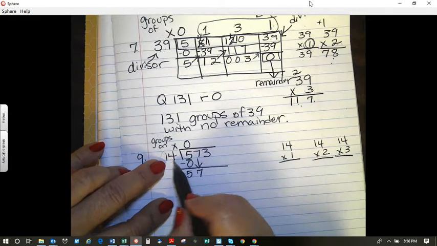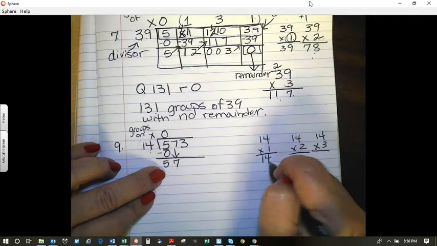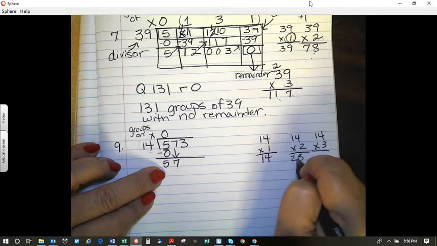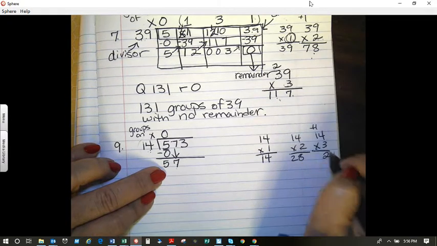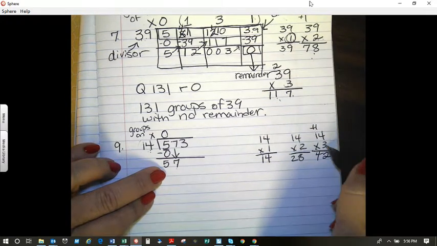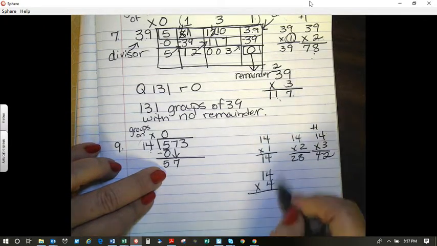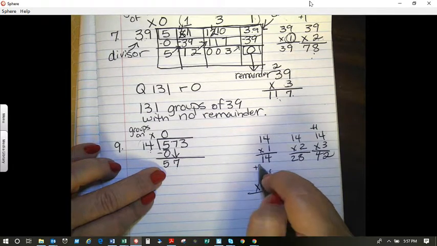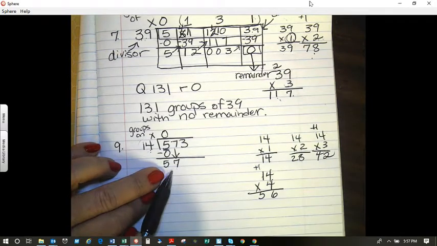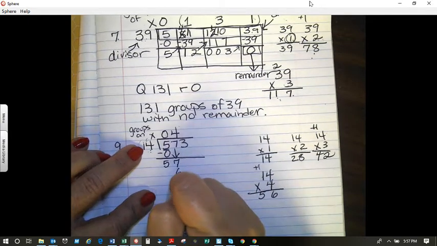Now, how many groups of 14 can go into 57? Well, let's take a look. 1 group of 14 equals 14. 2 groups of 14 equals 28. 3 groups of 14 equals 42. Okay, so 3 times 4 equals 12. Carry my 1. 3 times 1 is 3, plus 1 is 4. So now I have 4 times 4 is 16. 4 times 1 is 4, plus 1 is 5. So look at that. This is as close as I'm going to get. So it's going to be 4 groups of 14 that will give me 56.